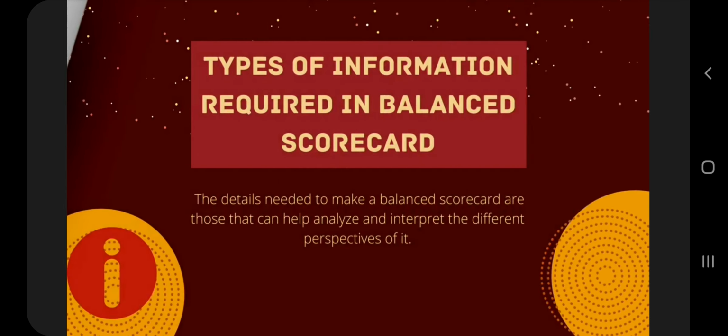Types of information required in a balanced scorecard. The details required to create a balanced scorecard are those that will assist in the analysis and interpretation of the different perspectives of it.